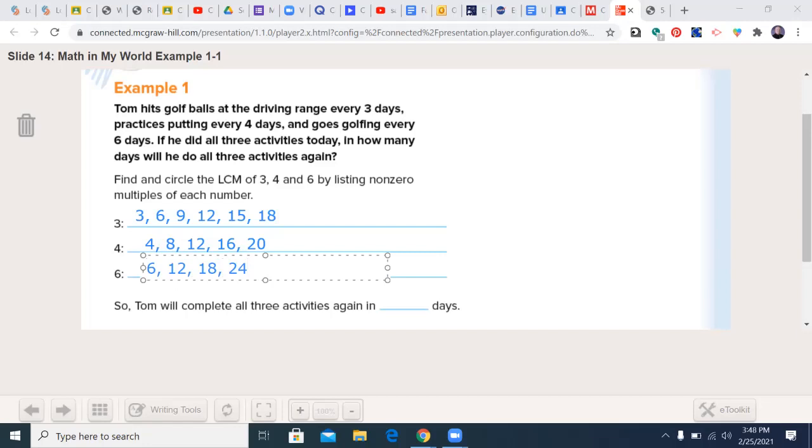And I already start to see the common multiples. It's not 6, because there is a 6 in both of these, but not in the 4s. But there is a 12 in each one of the 3 columns. So he'll complete these activities again in 12 days. Go ahead and fill that in. I'll give you a moment to do that.